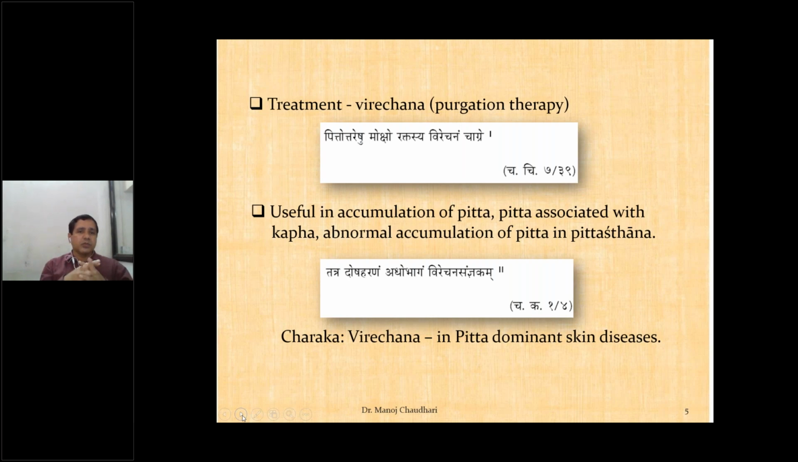What is the imbalance of the dosha? Which doshas are imbalanced or vitiated? In short, the treatments are given; especially, for Pitta Pradhana Kushtha, the treatment given is Virechana.